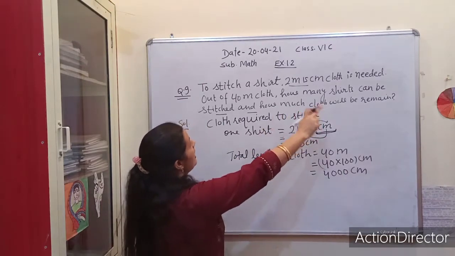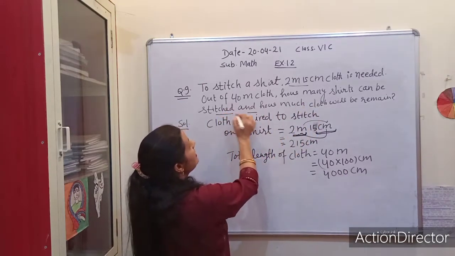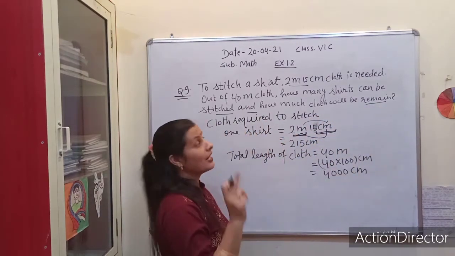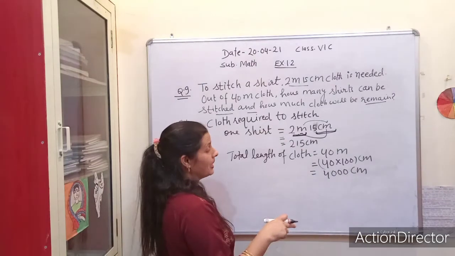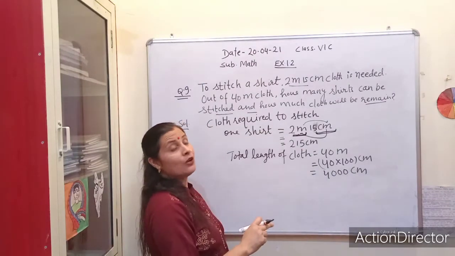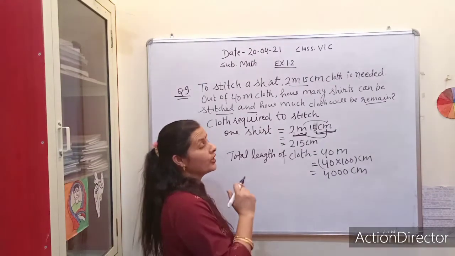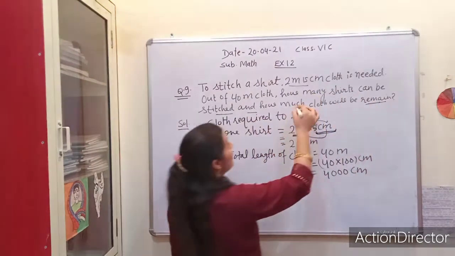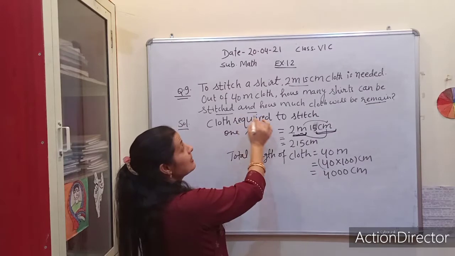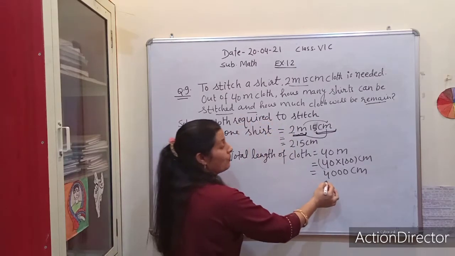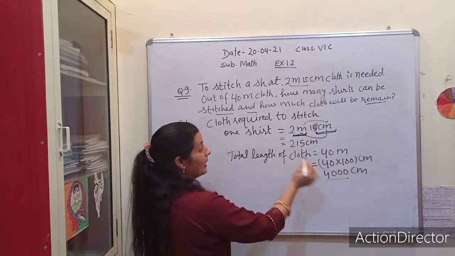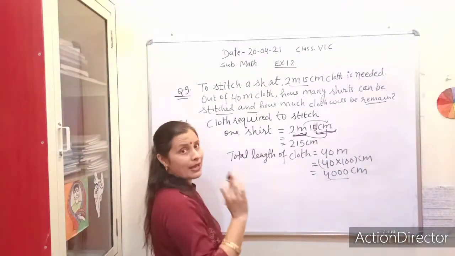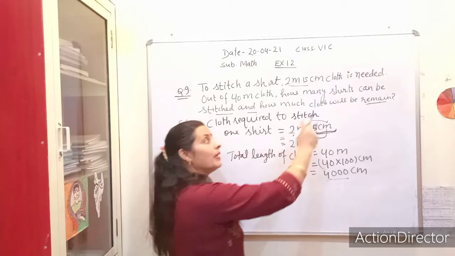Now it is asking how many shirts can be stitched and how much cloth will remain. Remainder. It means we have to do division here, because it is asking how many shirts can be stitched with this cloth and how much remains. So we will divide 4000 by 215. Whatever the remainder, that much cloth will remain.